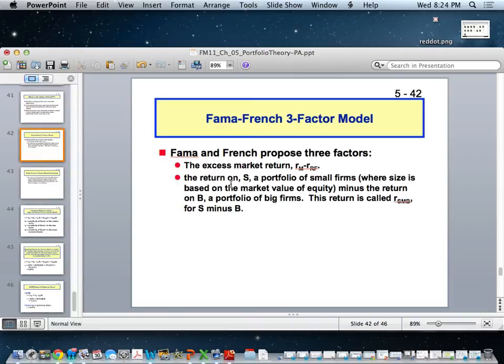The lower the size of a company, the higher the expected return. That's the second Fama factor, size. There's an inverse relationship between size and returns.